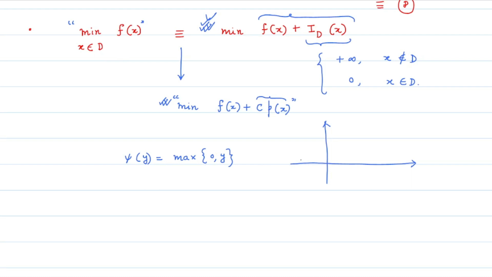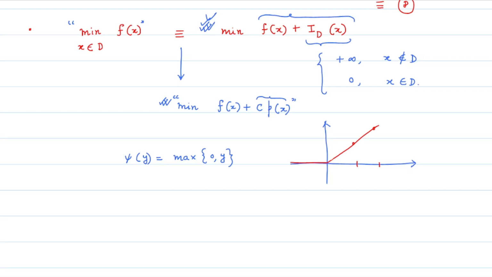For y less than equal to 0, we have no penalty, but when y is greater than 0, we penalize you by this much amount of penalty. If your y is here, that means this much distance away from the feasible region, we have given you this much of penalty. When you are a bit more away, we have given you a bit more penalty, and so on.